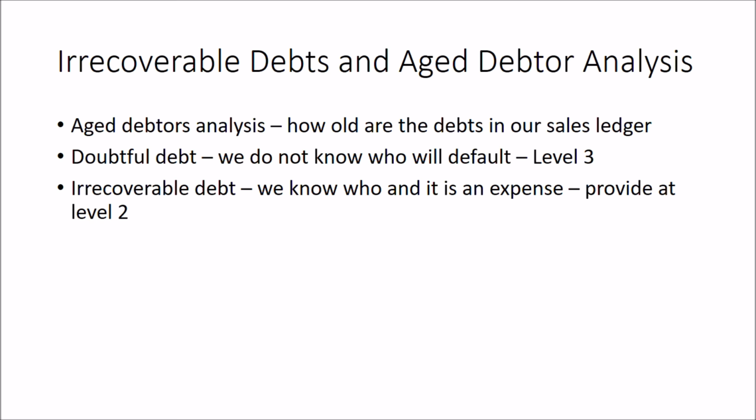So irrecoverable debts, we know who they are, and we will have that at level 2. Doubtful debts, you won't see that until level 3. Really, it's part of the extended trial balance question at level 3. But a doubtful debt is where we may have an idea that some customers will not pay the debts, but we don't know who they are. So, for example, we've got £1 million in total in the trade receivables control account, and on average 2% of debtors default, and we're probably going to provide about £20,000 worth against our doubtful debts. We don't know who they are, we just know that somebody's going to default.